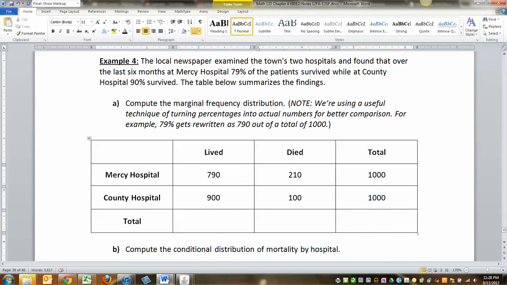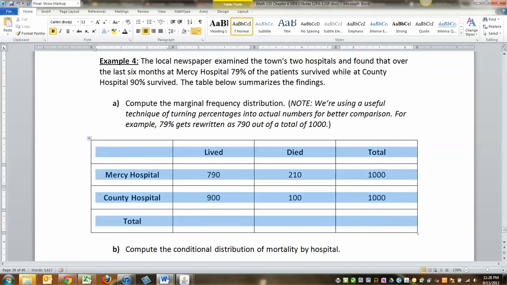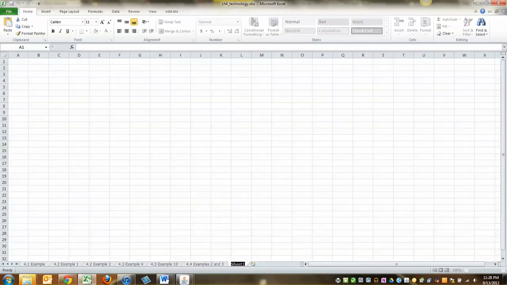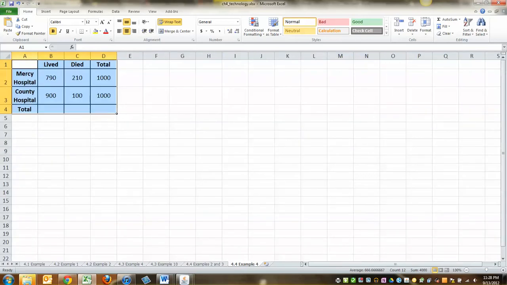All right, so you know what I'm going to do? I'm going to copy and paste. I'm sorry, I misspoke on the last one. I changed the title on this because it said 4.4 examples, so I changed it to 4.4 examples 2 and 3. And then I'm going to make this 4.4 example 4. This really is the last thing we'll be doing. I'm going to paste here and make it bigger so you can see.